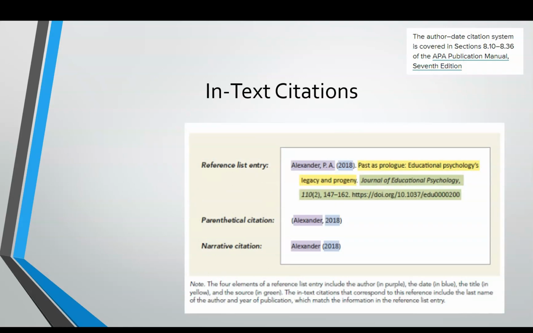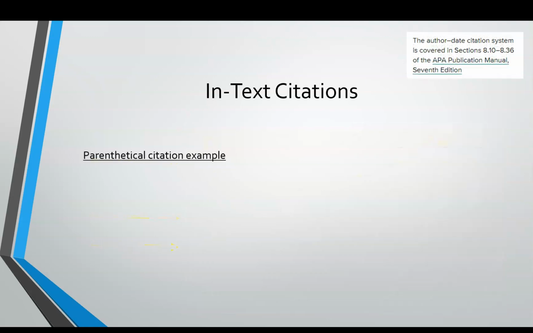Now we will discuss how to write in-text citations. Suppose that this is the reference list entry for the source that you are using. The parenthetical citation would be as follows: parentheses, Alexander, comma, 2018, parentheses. A narrative citation would be Alexander, then a space, then parentheses, 2018, and parentheses. Let's look at each of these.